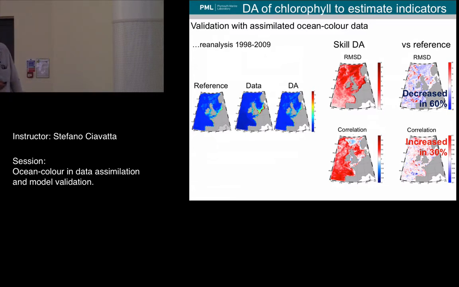So this compares the root mean square deviation and the correlation of the data simulation output with those of the reference output. We see that we managed to decrease the root mean square deviation in 60% of the domain and improve the correlation in 30% of the domain. So data simulation improved the estimation of ocean color chlorophyll in most of the domain with respect to the reference simulation. But we said this is the easy job because we are comparing with the data that we have assimilated.